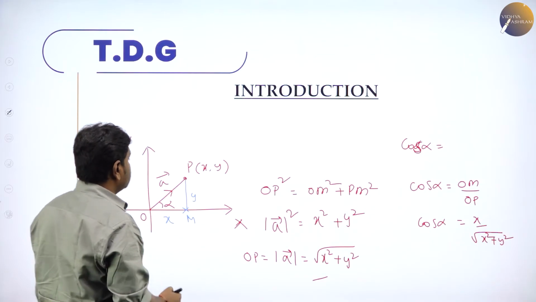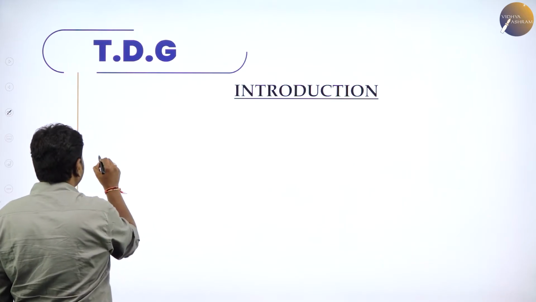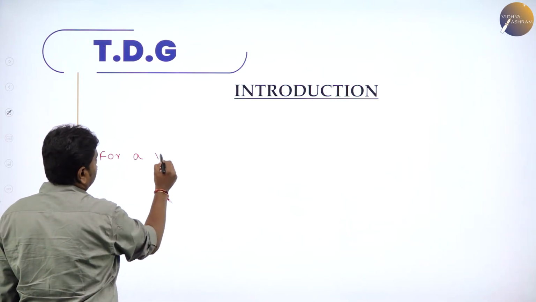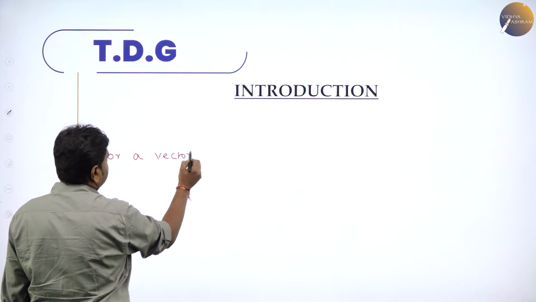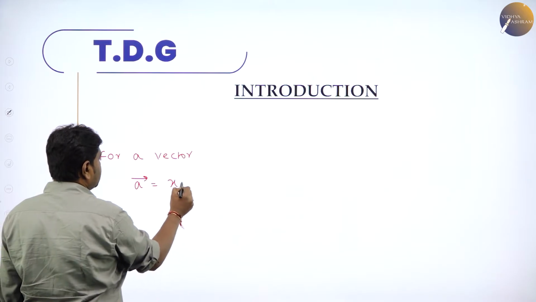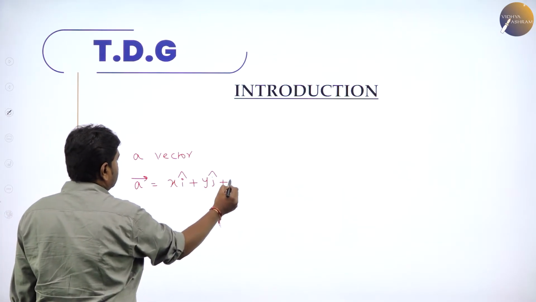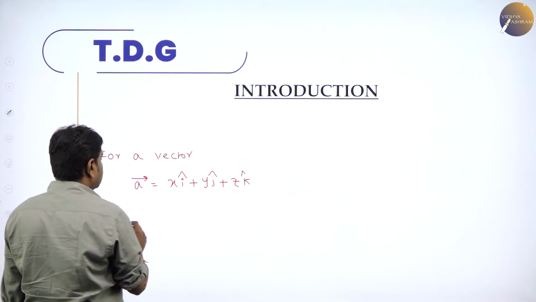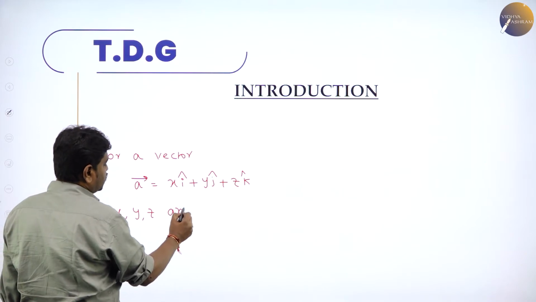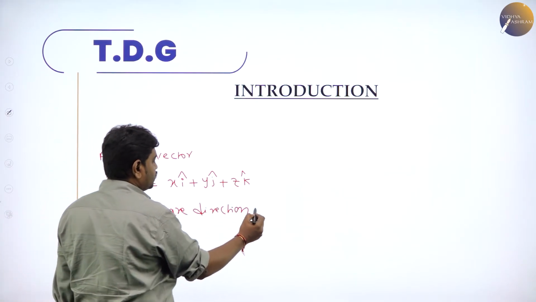So now, dear students, let us conclude. The conclusion is, for a vector A equal to x i cap plus y j cap plus z k cap, x, y, z are direction ratios. We call them direction ratios.